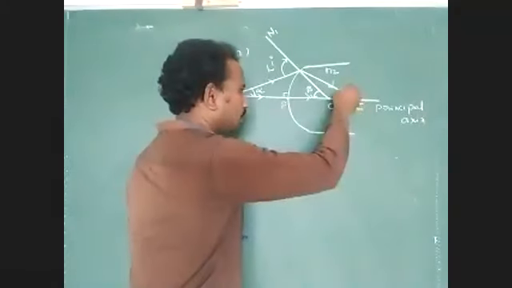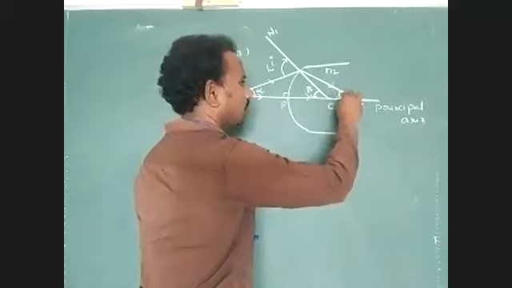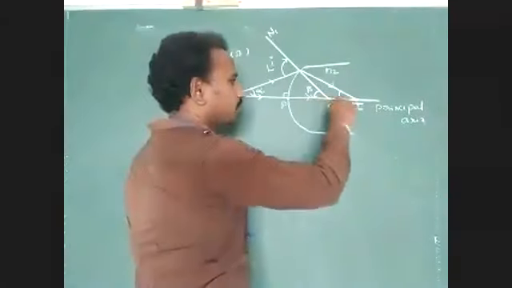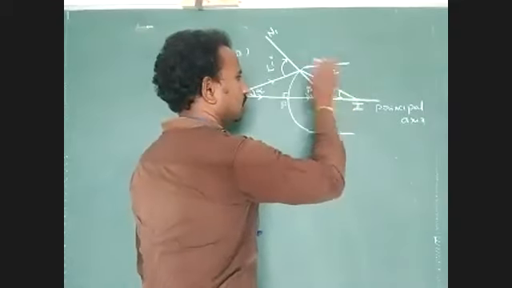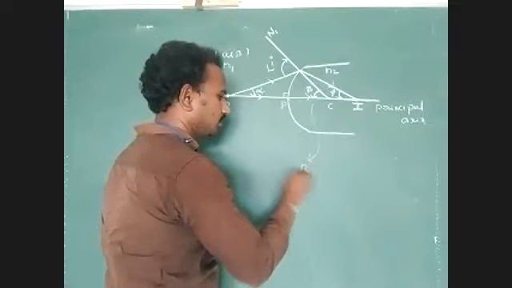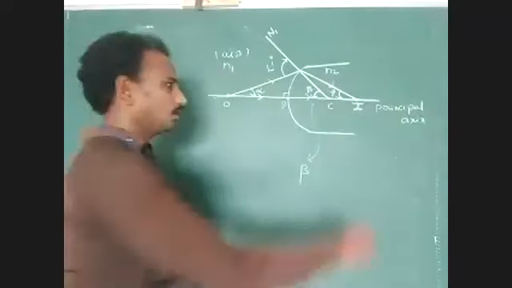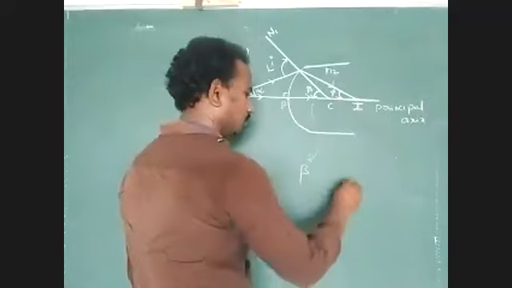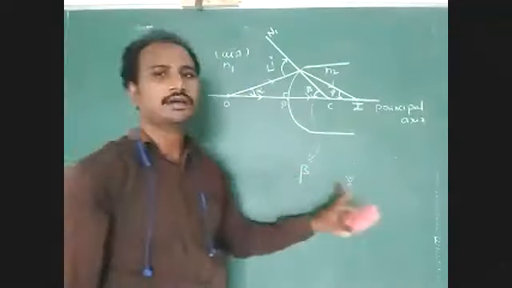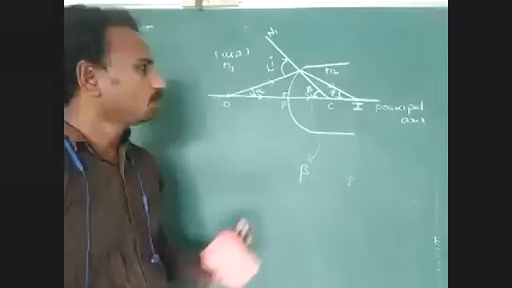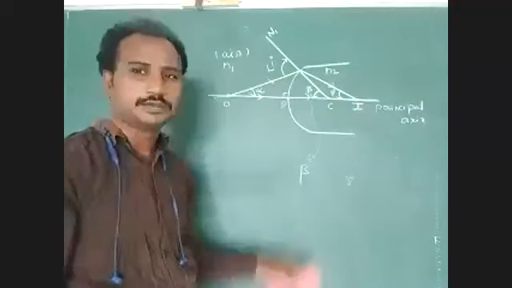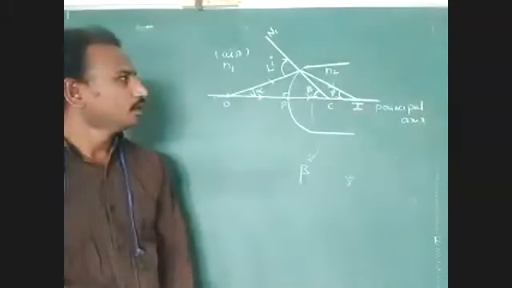Next, we have to identify angle gamma. Here, the refracted ray makes angle gamma with respect to the principal axis. Just identify it, it is not visible. These are the symbolic representations of beta and gamma. Understood? So we have to consider these three angles with respect to the principal axis.